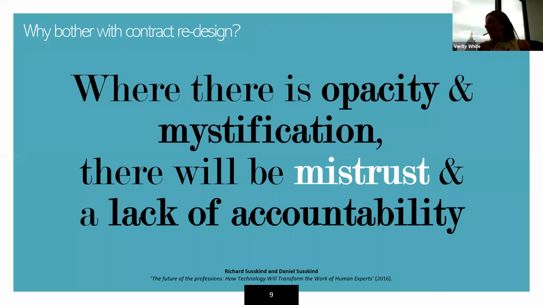Now, you cannot have a legal innovation webinar or presentation at a conference without mentioning Richard Susskind, and this is one of my favourites. When there is opacity and mystification, there is mistrust and a lack of accountability, and that's what you get when you've got contracts that you can't actually read, that are almost deliberately trying to confuse people.